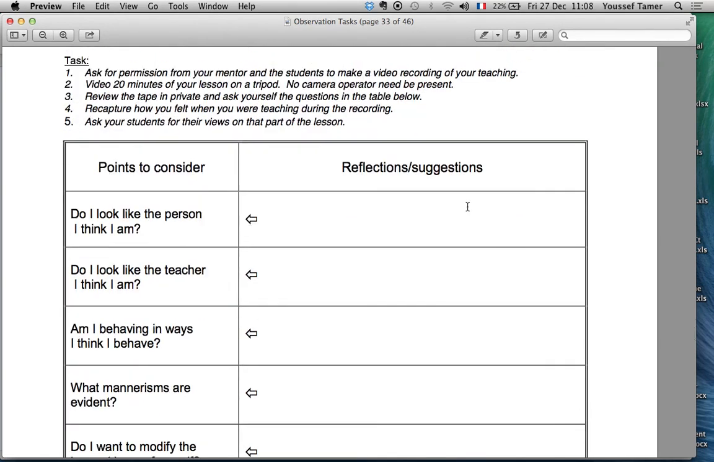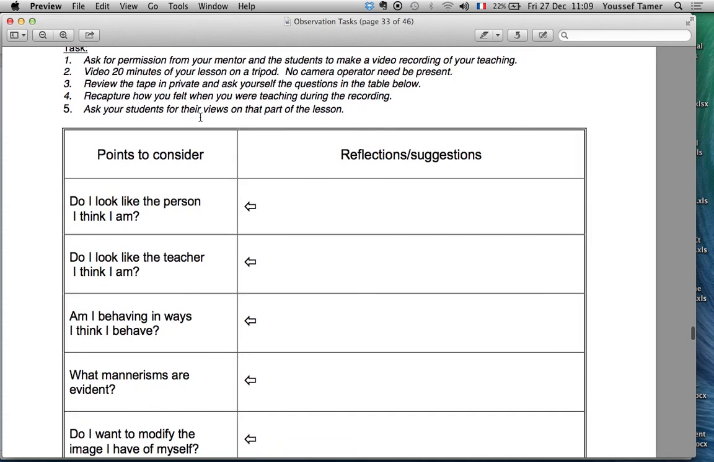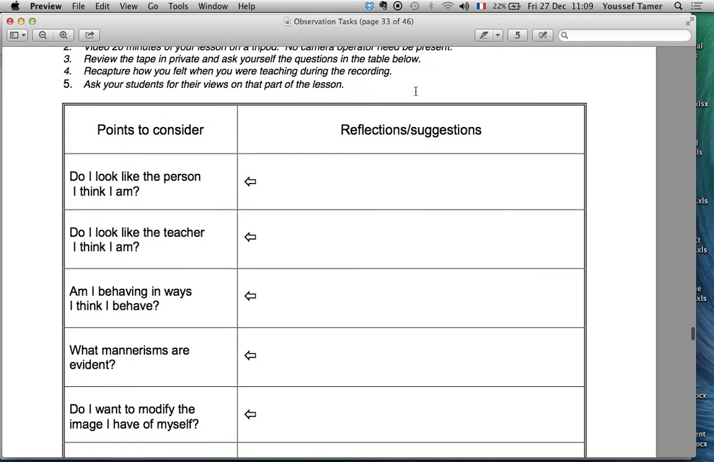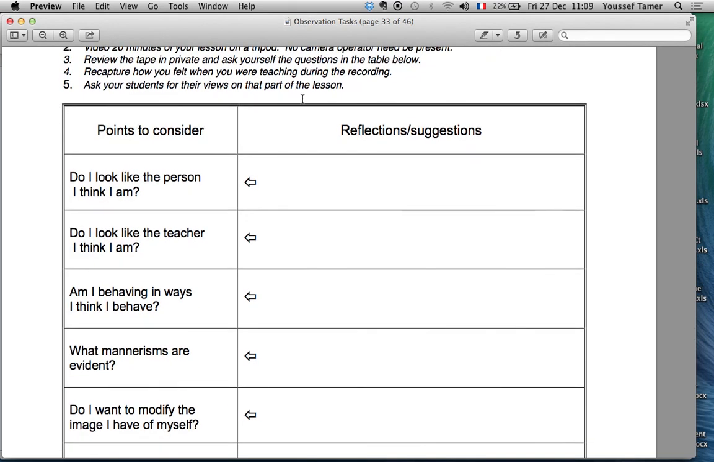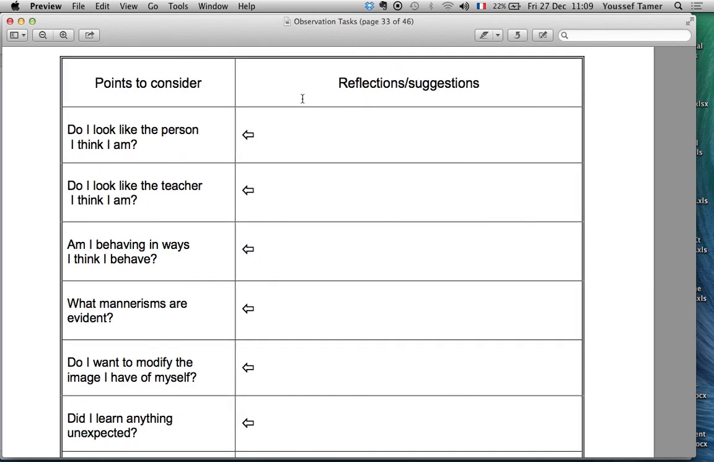Task. Ask for permission from your mentor and the students to make a video recording of your teaching. Video 20 minutes of your lesson on a tripod, with no camera operator. Okay, these are logistic details. Review the tape in private and ask yourself the questions in the table below. Recapture how you felt when you were teaching during the recording. Ask your students for their views on that part of the lesson. So this chart can help with reflections.